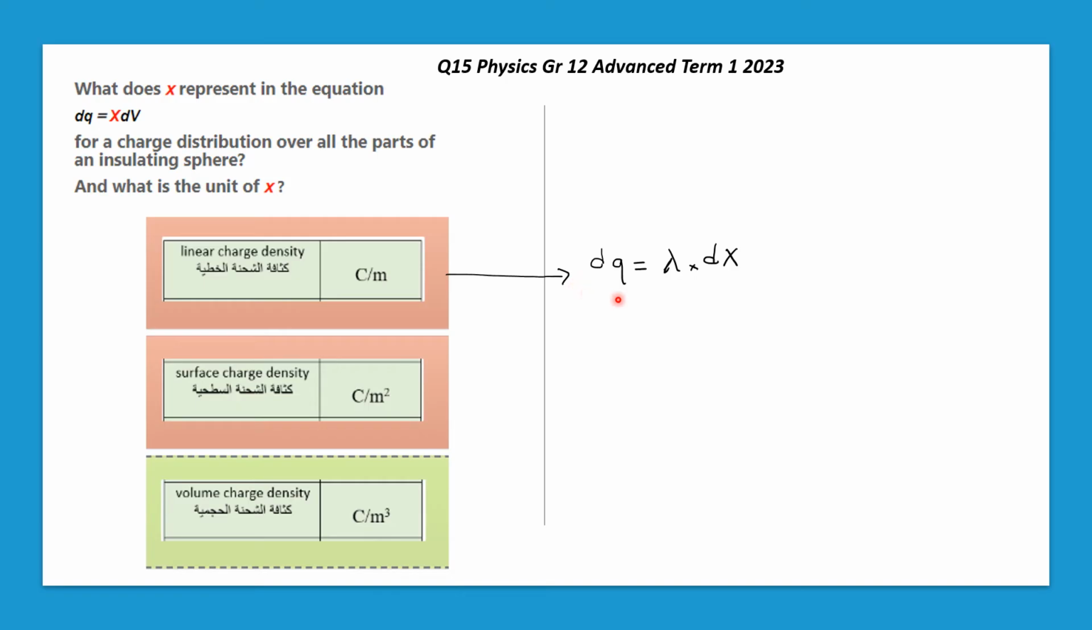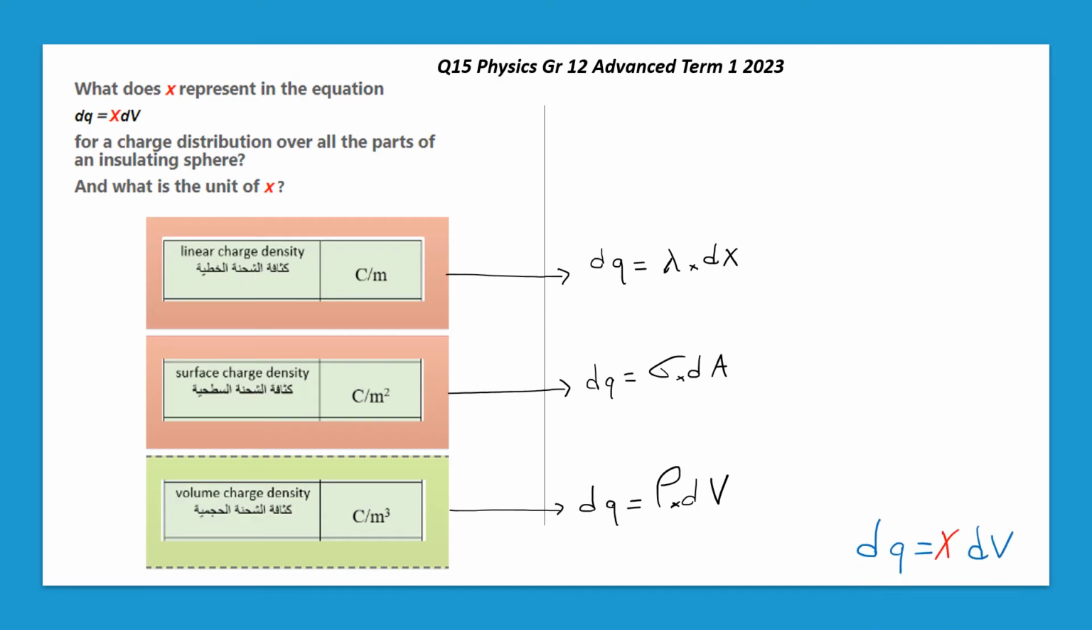According to chapter 2, section 5, dq equals lambda dx. On the other side, it's equal to sigma dA, because it's two dimensions, and the third dimension is equal to rho dV. dV is similar to the one that we have here. So of course, by x we mean the rho, which is here the volume charge density.